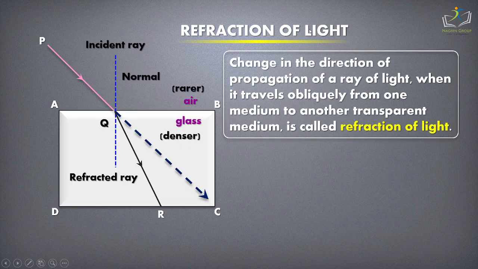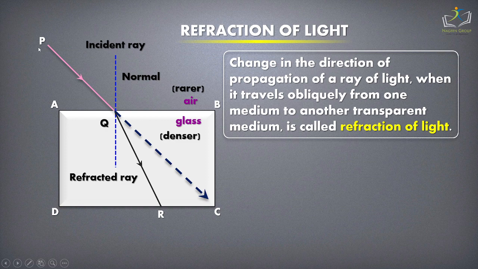Now, what is refraction? We say it is a change in the direction of propagation of a ray of light when it travels obliquely from one medium to another transparent medium. When a ray moves from one medium to another, what do we observe? That it changes its path. From this PQ, instead of moving to Q in the same straight path, it moves to QR. Along QR, it moves toward the normal.